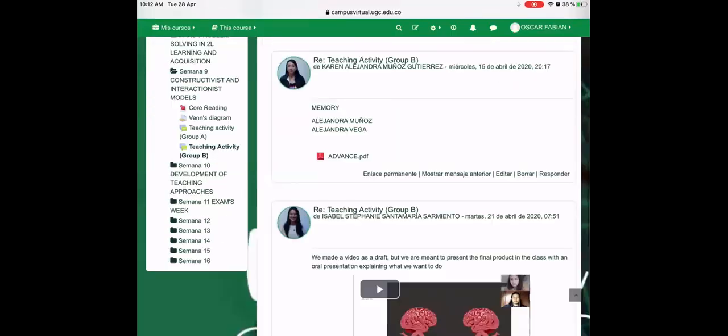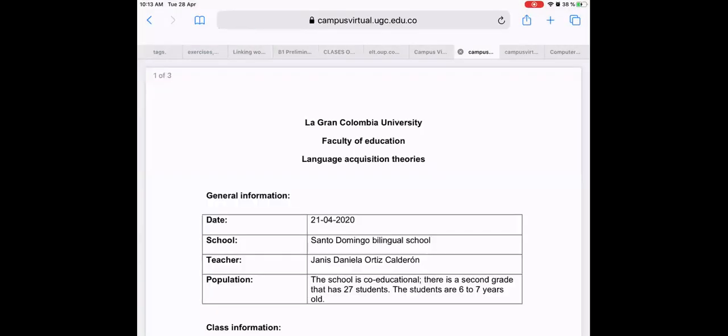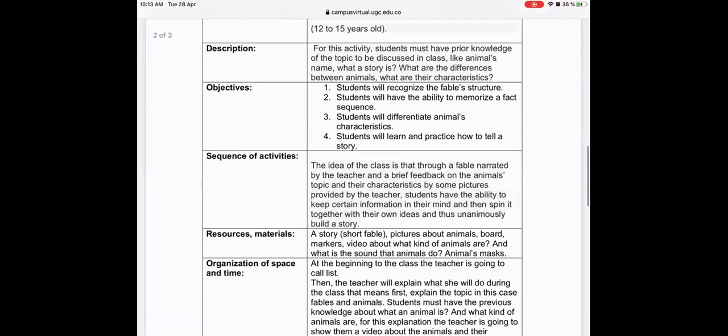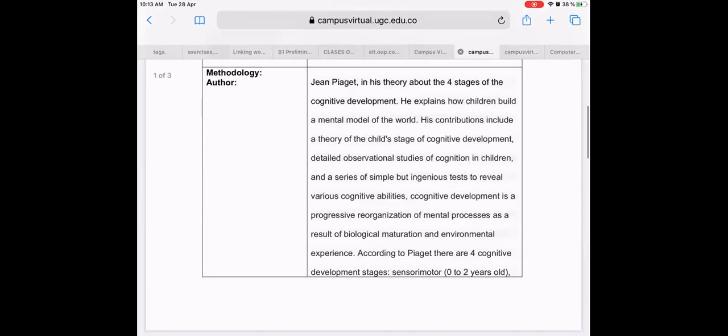Who's speaking? Laura, Laura, tell me. I am looking in the teaching activity, but I can't comment. Because I'm going to make it available in this moment, okay? Le quito la restricción ya mismo. Pero antes de que se me olvide, le quito la restricción a esos dos y ya.